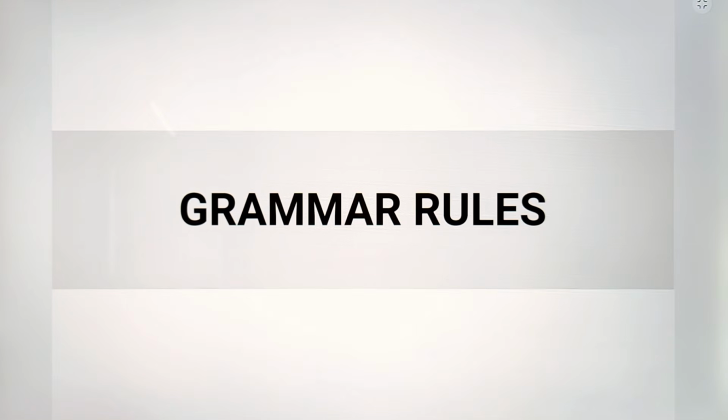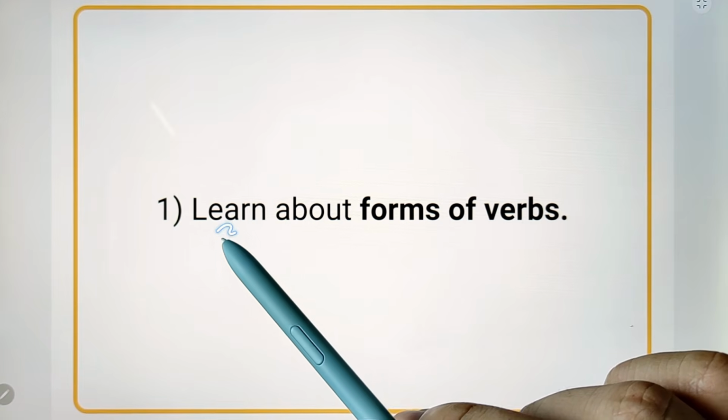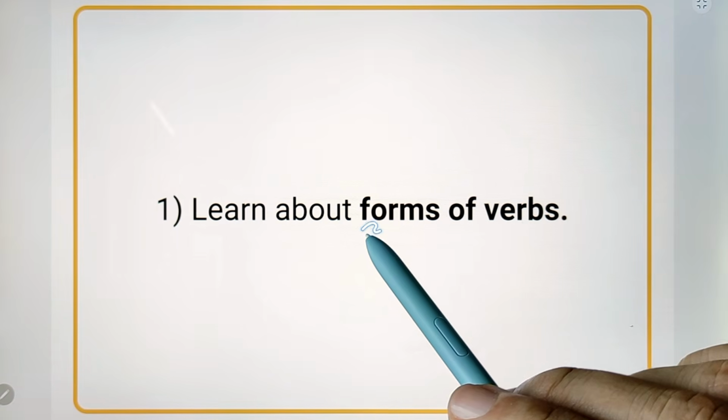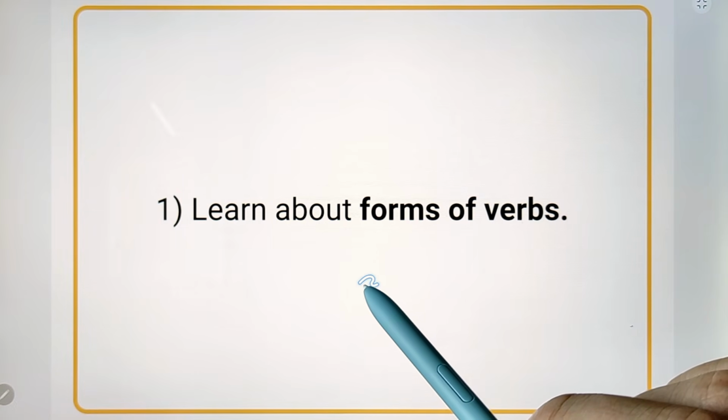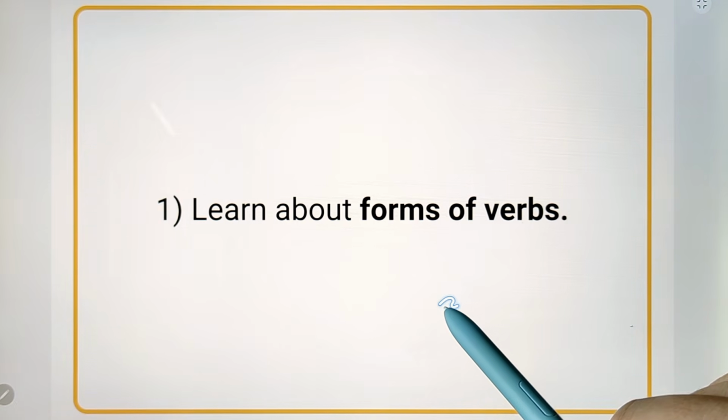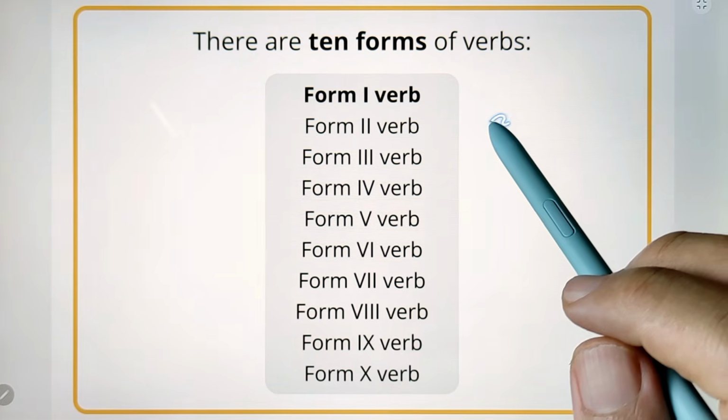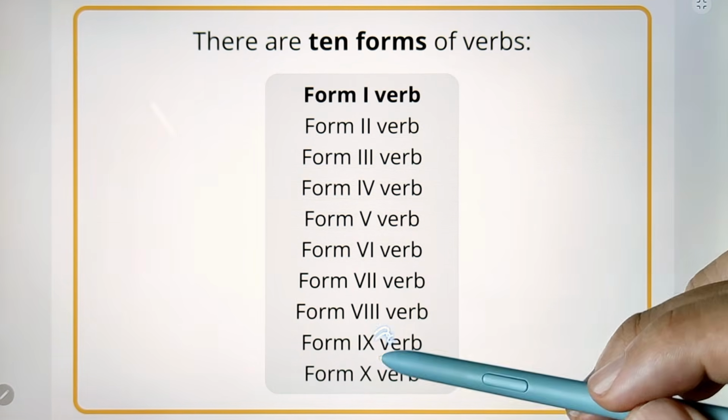Let's dive into some grammar rules. Today we will learn about the different forms of verbs and then we will be learning how to make an active participle. So let's start. There are 10 common forms of verbs in Arabic. This is how they are usually written.